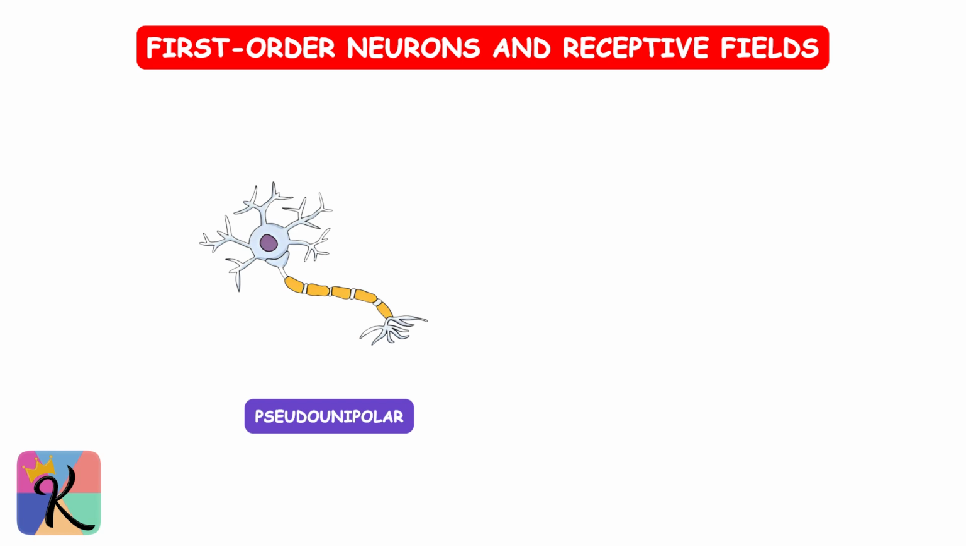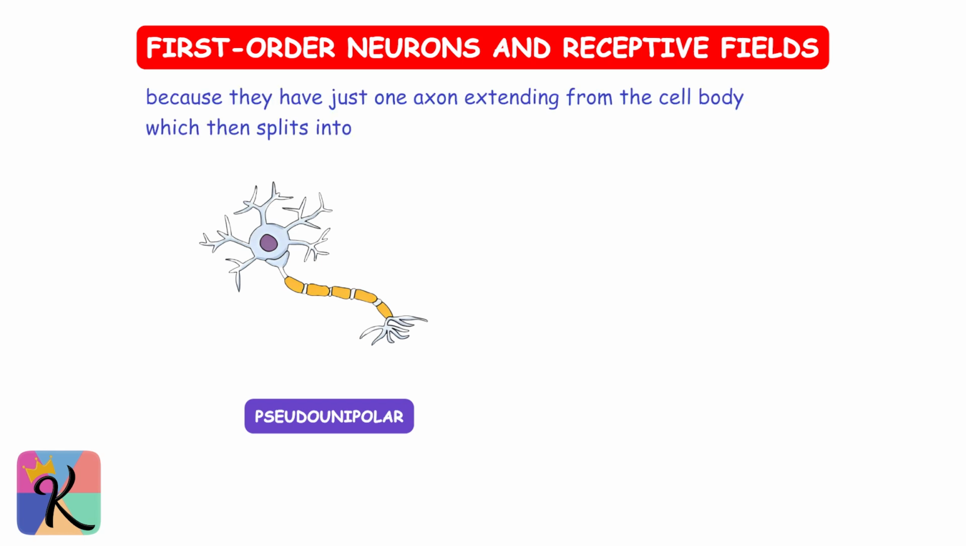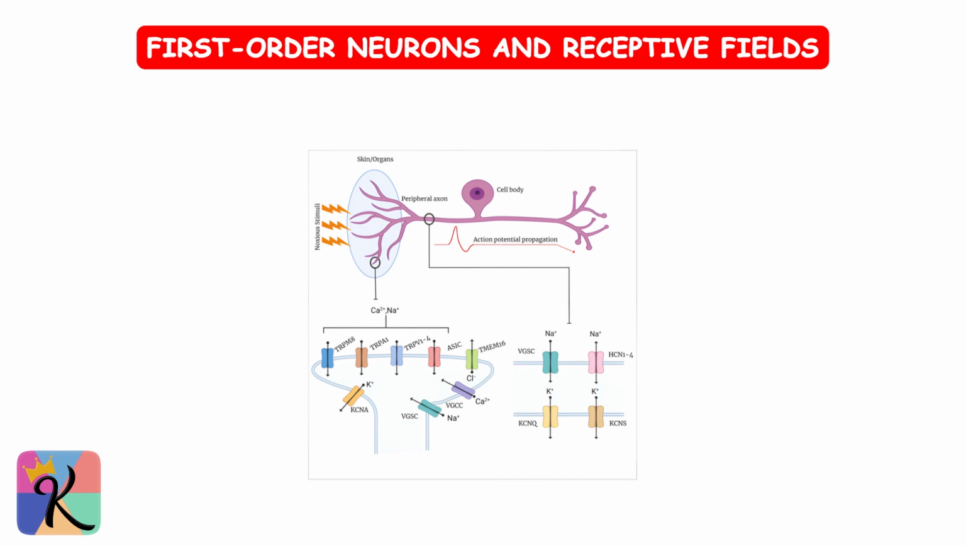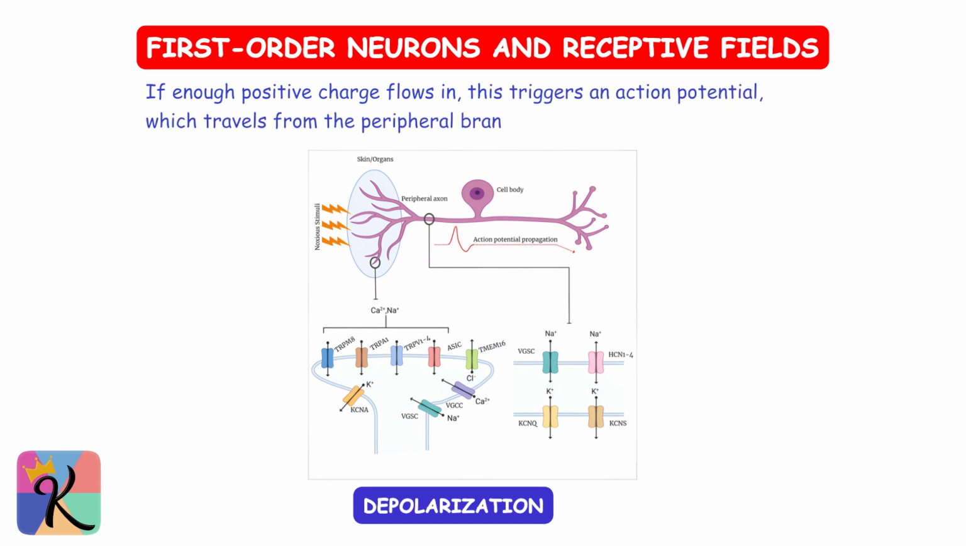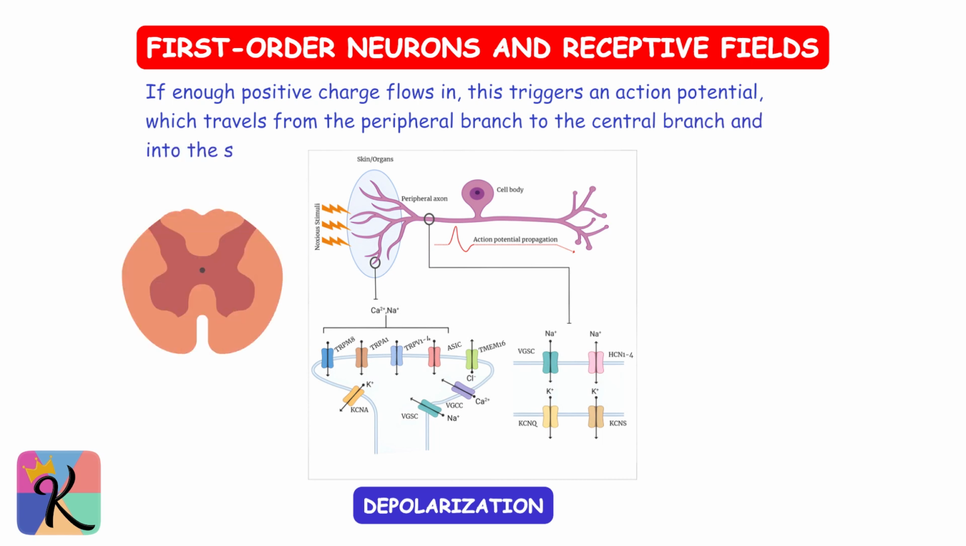Let's zoom in on the first order or sensory neurons. These neurons are called pseudo-unipolar because they have just one axon extending from the cell body, which then splits into two branches, a peripheral branch and a central branch. When a stimulus, like a poke, hits the sensory receptors, ion channels open and allow ions to flow in and out of the neuron, causing depolarization. If enough positive charge flows in, this triggers an action potential which travels from the peripheral branch to the central branch and into the spinal cord.